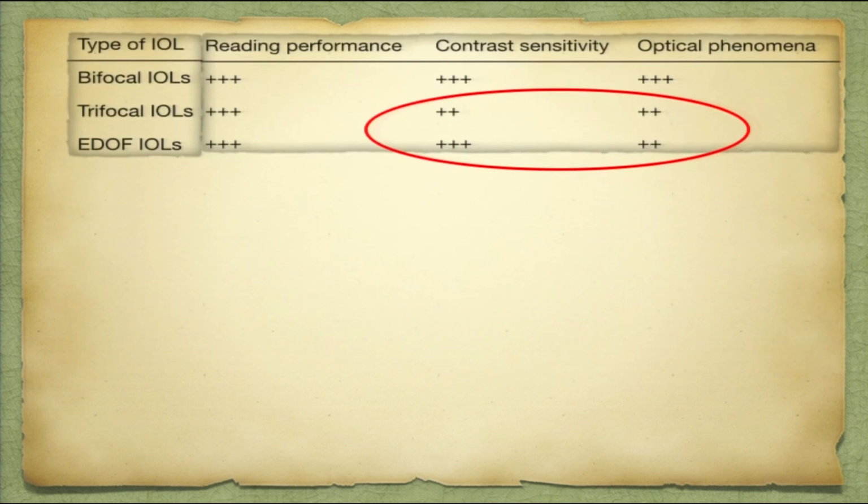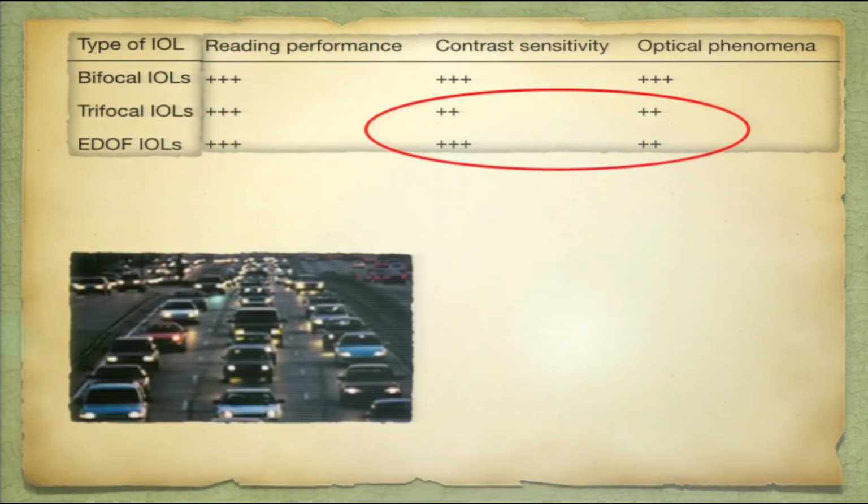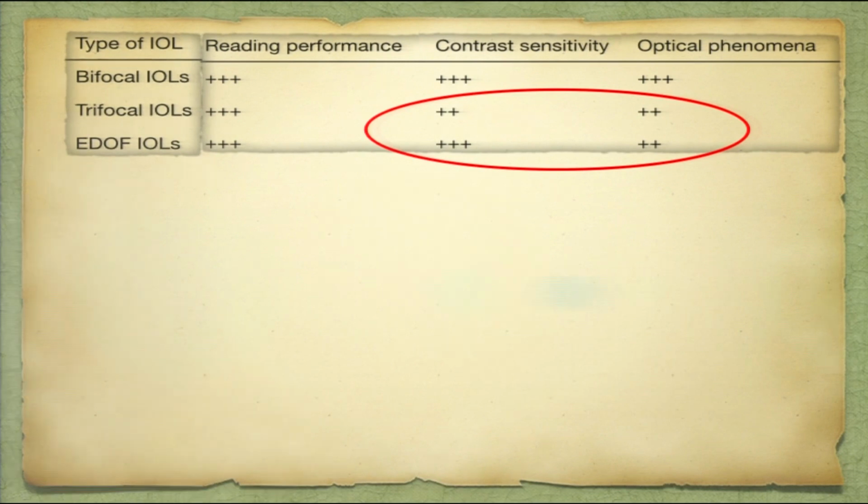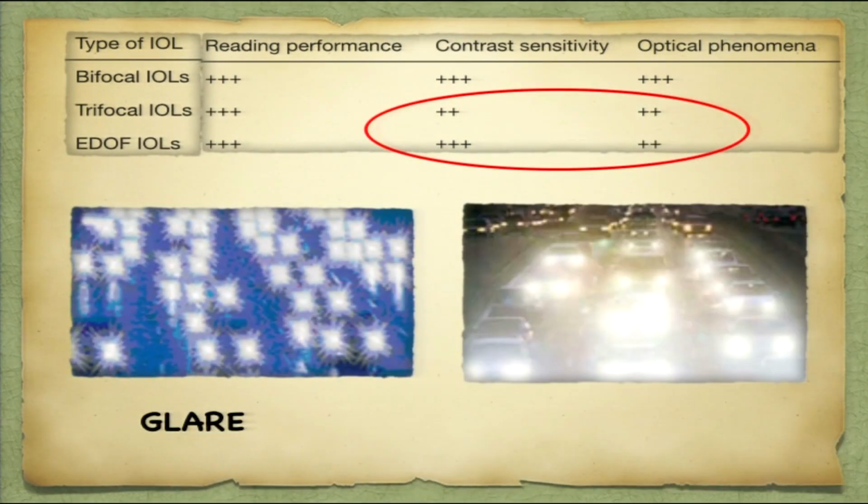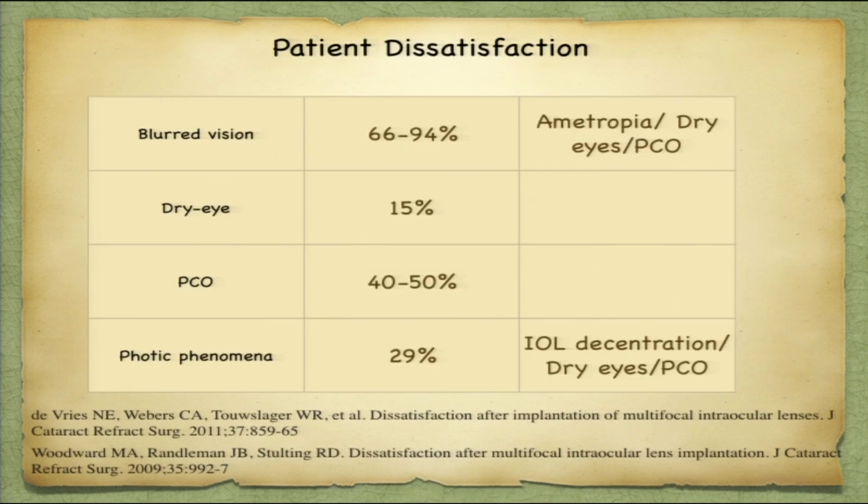Some studies have shown better contrast with EDOF compared to trifocals, but others have found it equivocal. We all have to bear with glare and halos. This is more common with bifocals and trifocals because it is a property of interference and diffraction that you can't get away from. Coming to patient dissatisfaction, the most common cause is blurred vision and ametropia. You have to have a very good pre-op evaluation so that you give emmetropia for distance. If you give emmetropia for distance, then the rest of the focal points are taken into consideration.